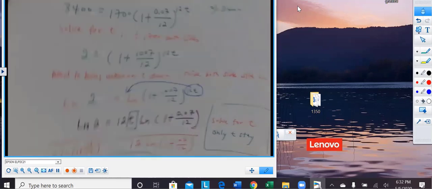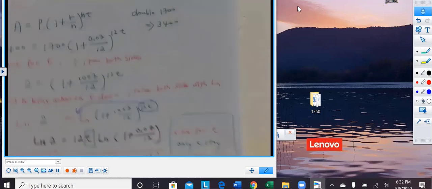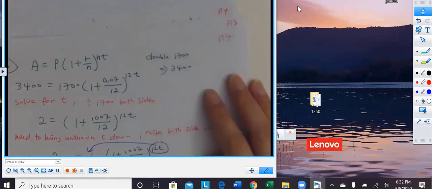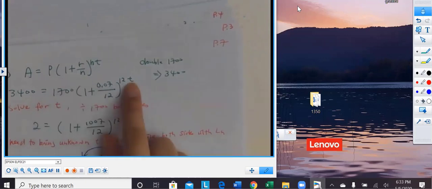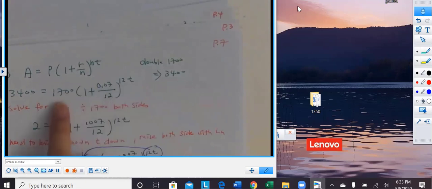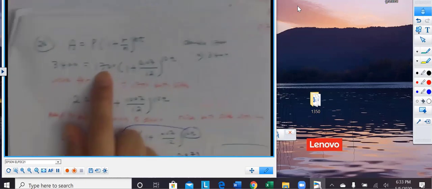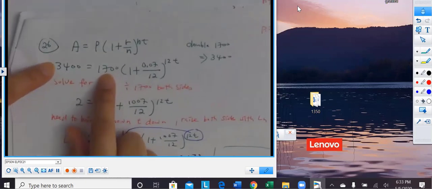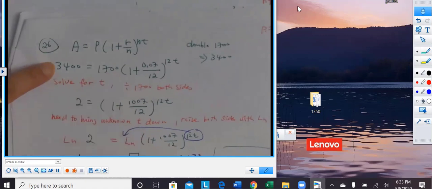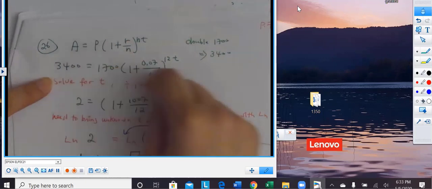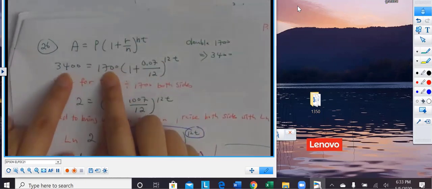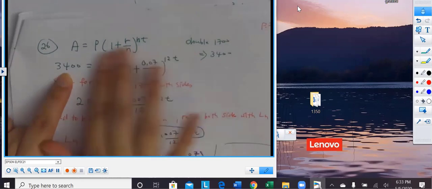We have a few more minutes. Okay, number 26, you're using the compound interest formula. This time they need to find the time to double your money. So if you started with 1,700, you need to find out what the double value is to plug in over here. This time they're solving for t, so we want to make this side simple. So divide 1,700 on both sides, because this side needs to be as simple as possible.